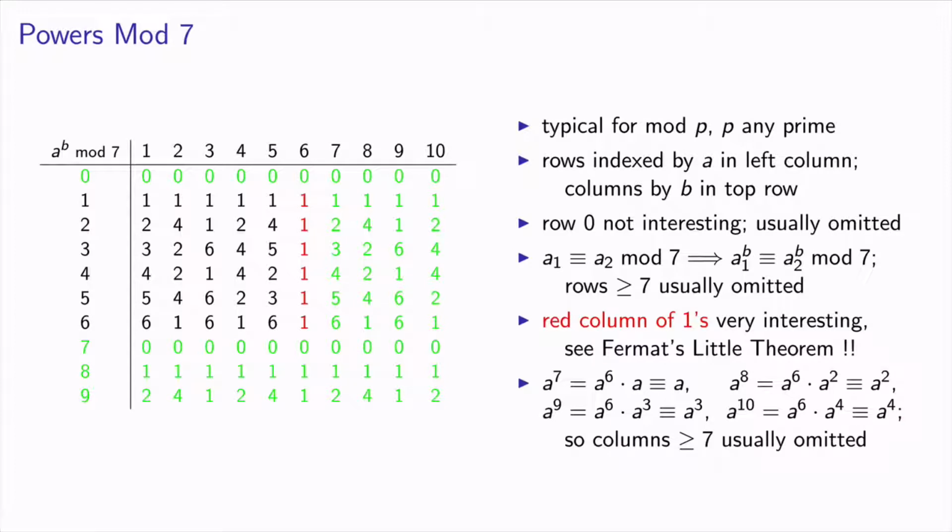and a to the power 10 is congruent to a to the 4th, which is telling us that this column down here is the same as this. This column down here is the same as column 8. The column down here of 3 is the same as column 9. The column down here corresponding to 4 is the same as column 10, and so on. And for this reason, we can omit these columns, in other words, all the columns after column 6.